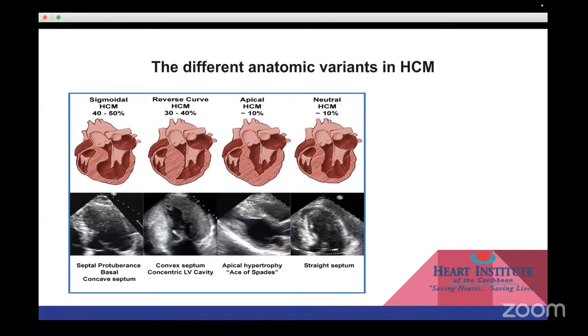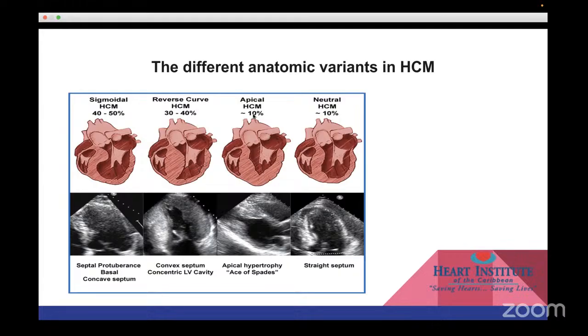So we have our sigmoidal HCM, which is the most common, 40 to 50% of patients. And we see that here. So we have a diagram and then the echo image below. So we see that there's a septal protuberance and there's a concave septum. This is the most common morphology. There's the reverse curve HCM, which occurs in 30 to 40% of patients. And there's a convex septum and concentric left ventricular cavity.